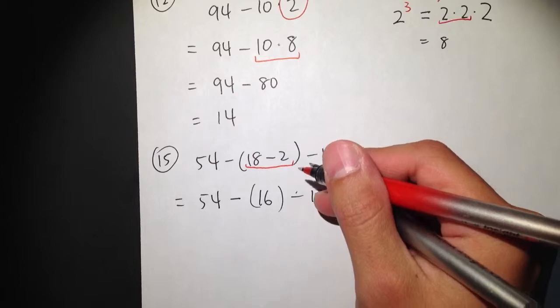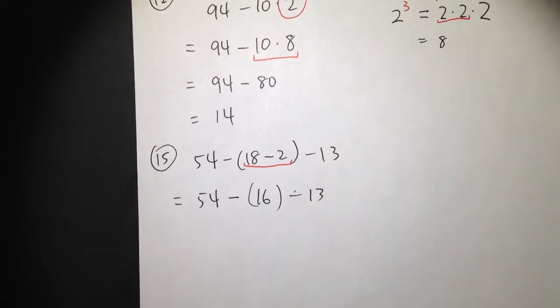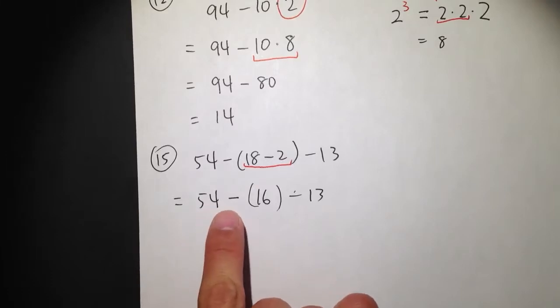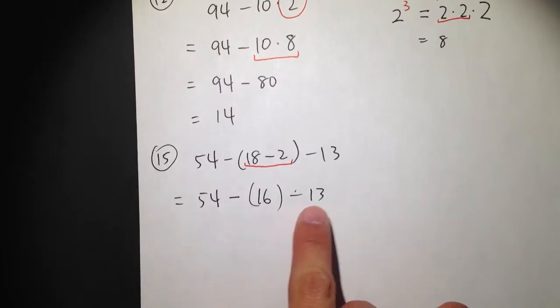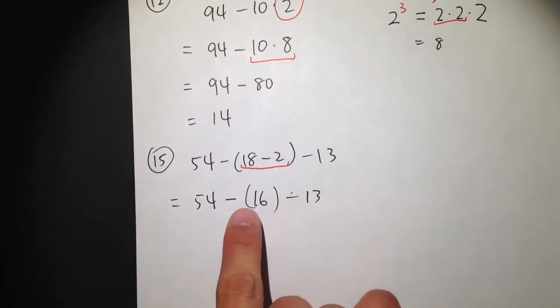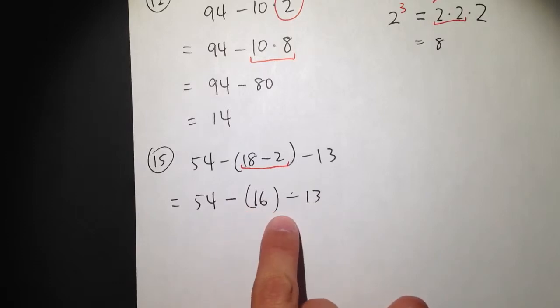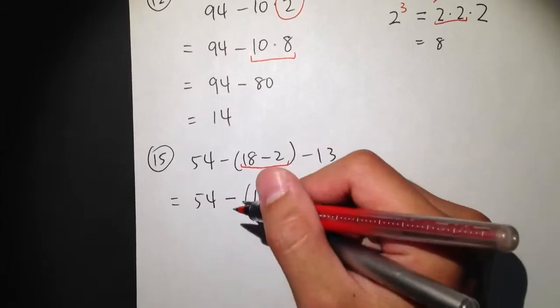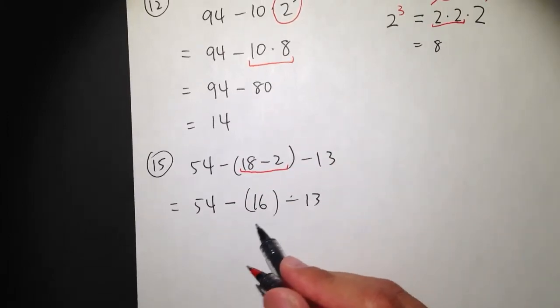But yeah, I didn't mean to put a division sign. This is a subtraction. Anyways, you see that we have 54 minus parentheses 16 and then minus 13. And since there's no number in front of the parentheses, this parentheses actually does not matter.